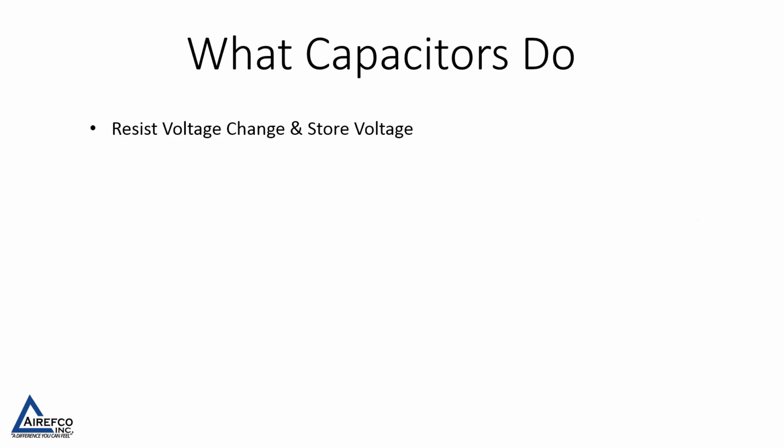What is the function of capacitors? The first thing capacitors do is resist voltage change and store voltage. The second thing they do is frequency filtering, and the third thing is phase shift. All of these are present in HVAC work, but the main thing that we are concerned about is the phase shift.